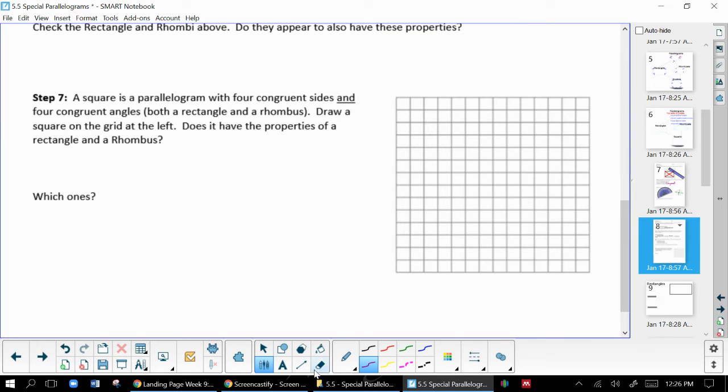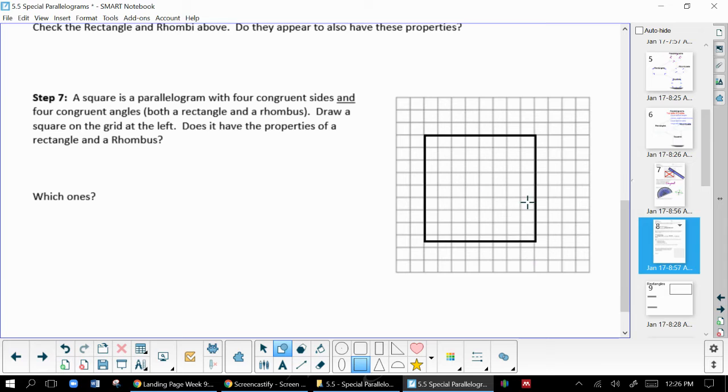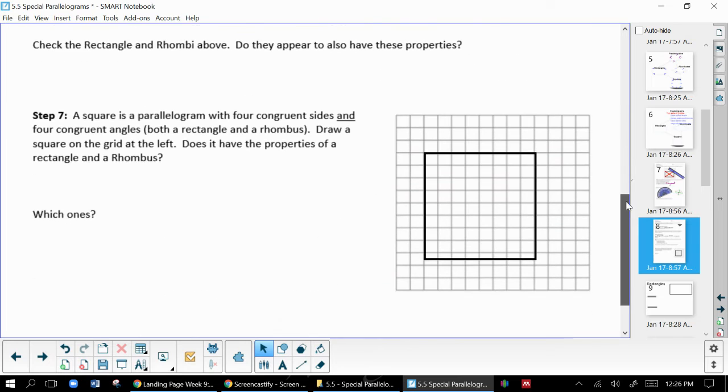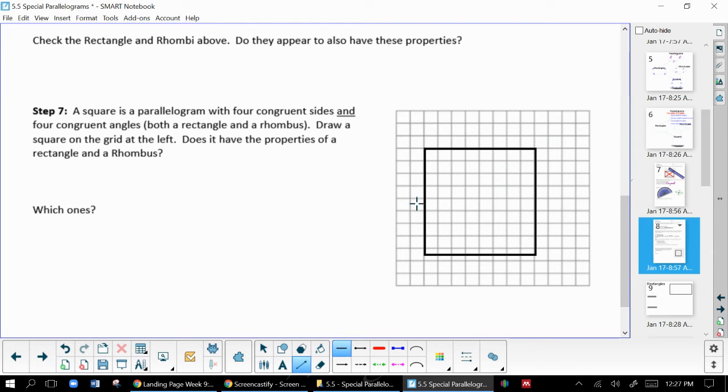And then the final thing we're going to do here is a square. So again, I'd have people draw a square onto this grid. You can see my aspect ratio is not so great right here, but we're going to pretend our best. And then we're going to take a look. Which of those conjectures are true? We know it's a parallelogram, so these four are true, definitely. Do the diagonals bisect the angles? Well, let's draw in those diagonals and find out. Does it look like they bisect the angles? Definitely looks that way, right?